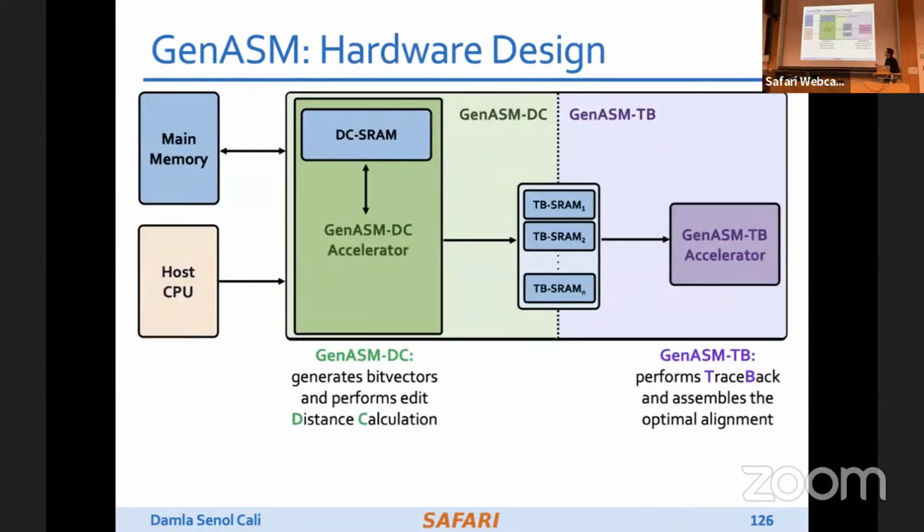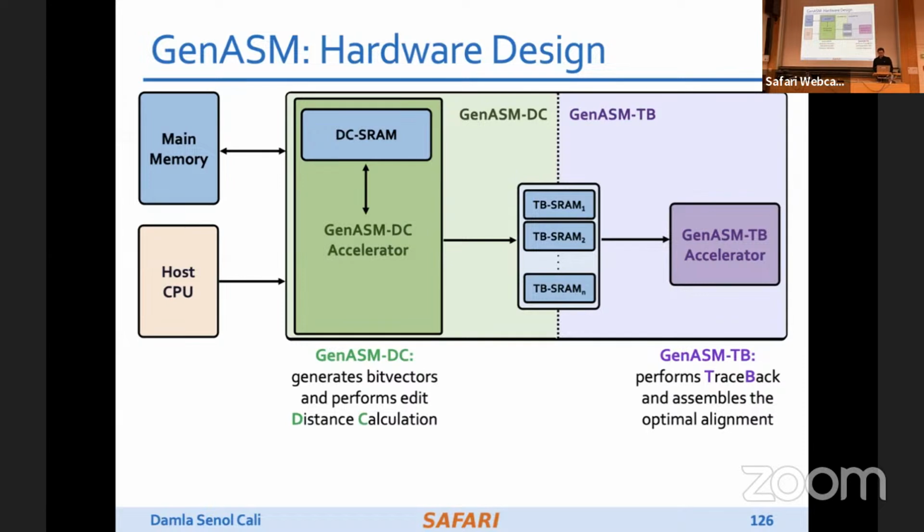So this is how the overall hardware looks like. We mainly have two parts. One is the Genome DC. This refers to the distance calculation DC. Here we directly use the BiTAP algorithm. So we accelerate the BiTAP algorithm here to perform the approximate string matching.